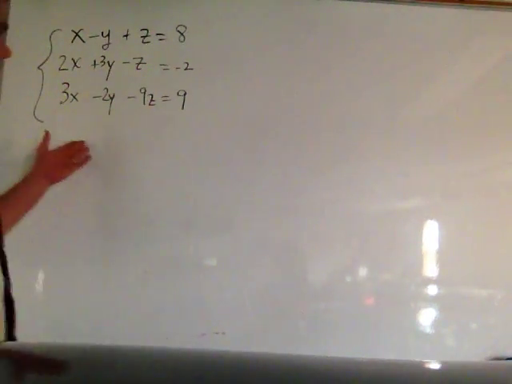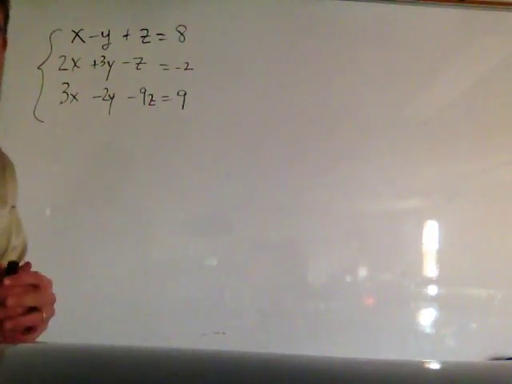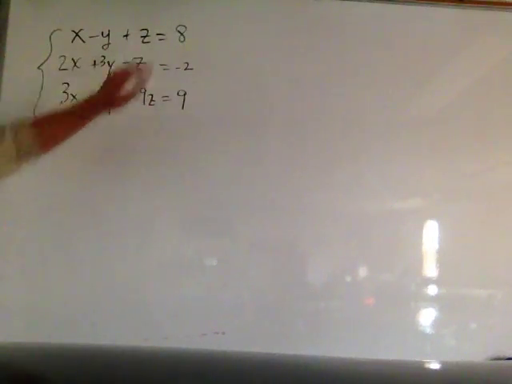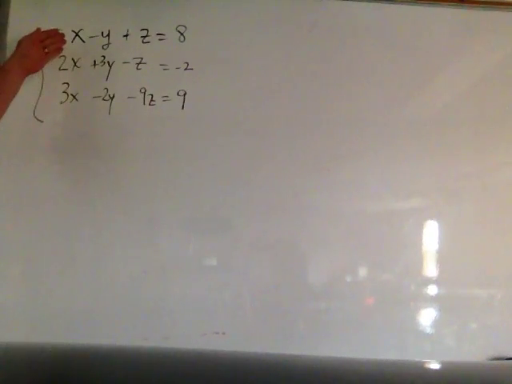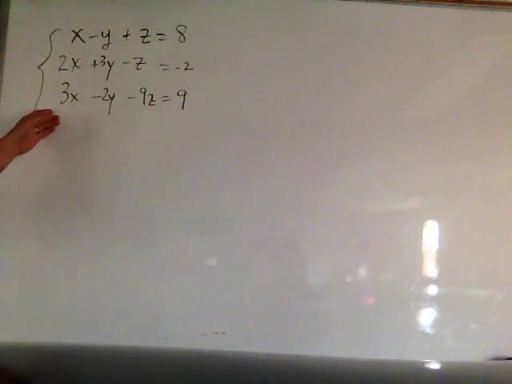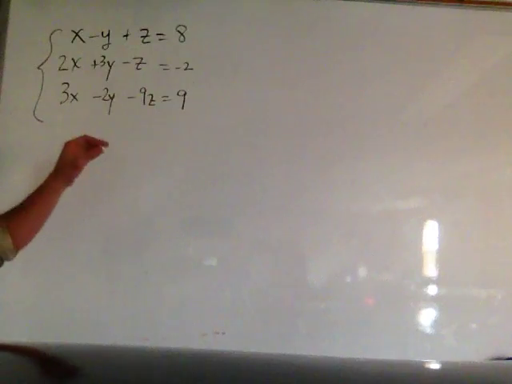Okay, so here's an example of how to solve a system of equations. As you can see, we have three different variables, and we're looking for the solution that would satisfy each of these equations. And what we're going to do is keep track of the coefficients.